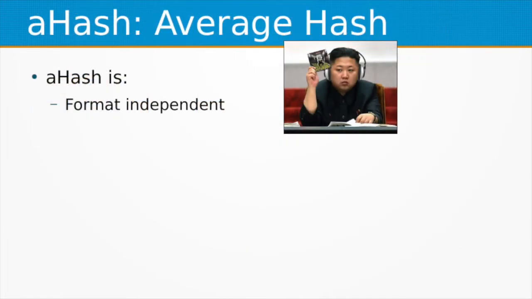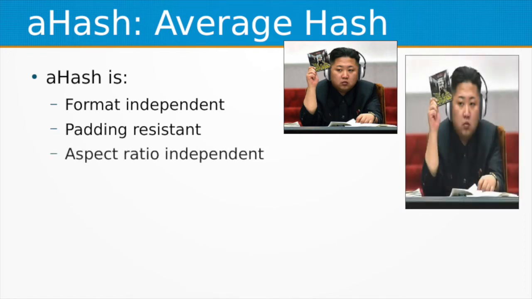The A-hash perceptual hash is format independent. The file can be a JPEG, PNG, WebP, or any other kind of image format, since the algorithm looks at the rendered pixels and not the file's encoding. A-hash is also padding resistant, since any border around the image is removed. And A-hash is aspect ratio independent, since it reduces the image to 8x8 pixels regardless of the aspect ratio. One of these pictures looks very elongated, but they both have the same perceptual hash value.